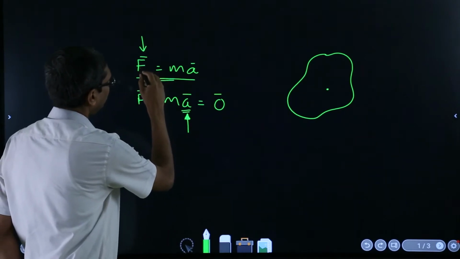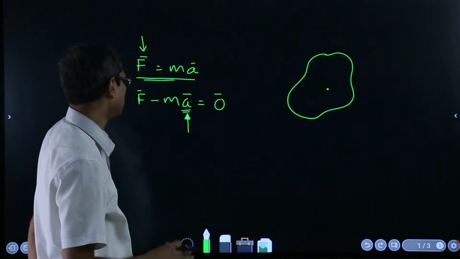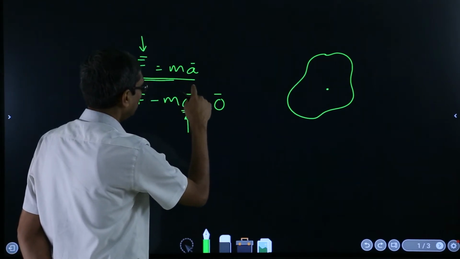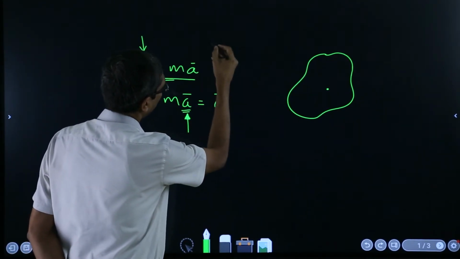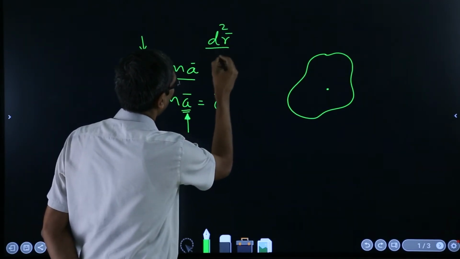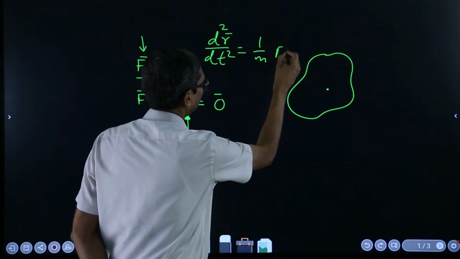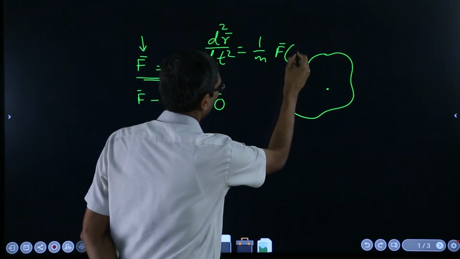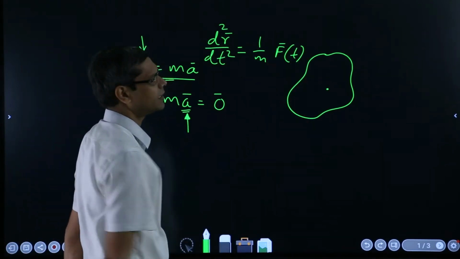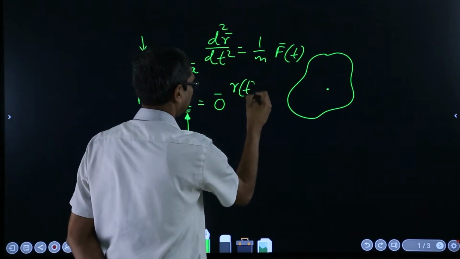So now if force is given and you have to figure out the acceleration, that's one way to see that. In that case you will write a, that is d2r by dt square, is equal to 1 over m times f. Now if f is known as a function of time, then you can always integrate and find out how r is moving, so r as a function of time.